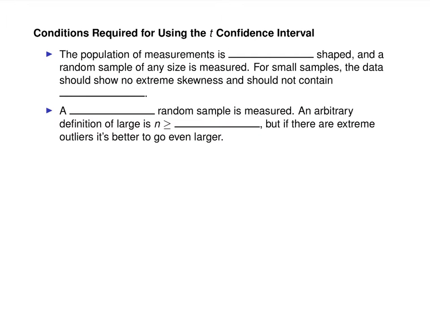Now there are a couple of things you should check before you use this confidence interval procedure. The first thing is that the population of measurements should probably be bell-shaped, which you can check by making a histogram or graphing them. And a random sample of any size is measured. For really small samples, the data shouldn't show any extreme skewness and shouldn't contain any outliers.